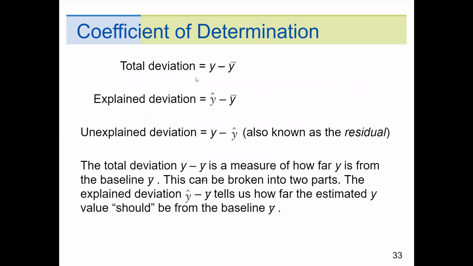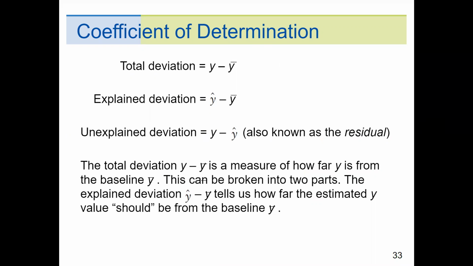Total deviation, y minus y bar. Explained deviation, y hat minus y bar. Unexplained deviation, y minus y hat, also known as the residual. The total deviation, y minus y bar, is a measure of how far y is from the baseline y bar. This can be broken into two parts.